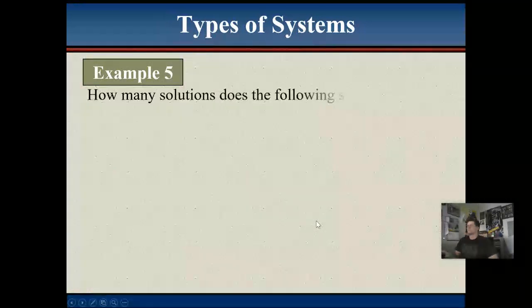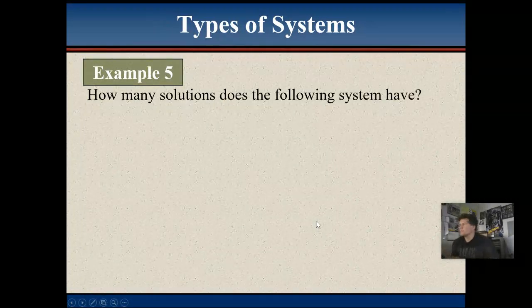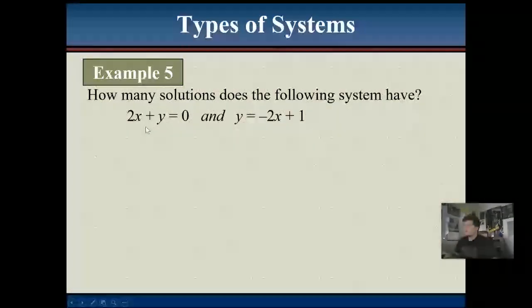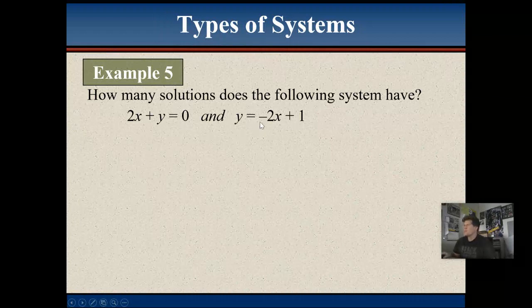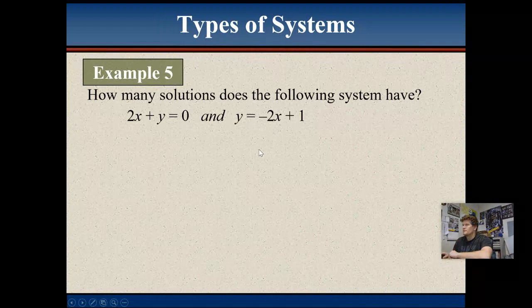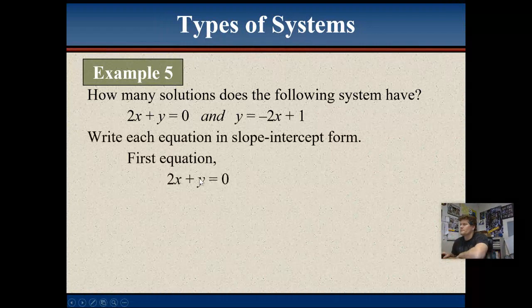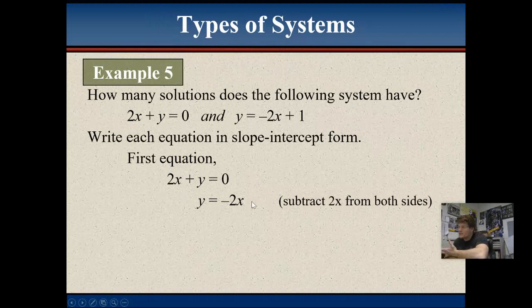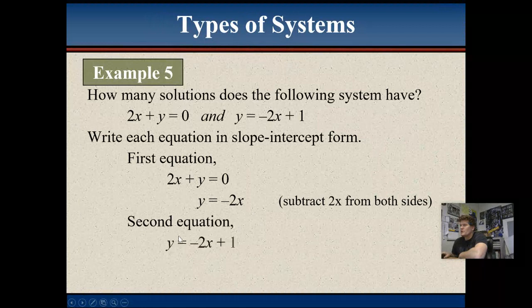Last example. How many solutions does the following system have? You have 2x plus y equals 0. You have y equals negative 2x plus 1. Oh, look at that. We already have y all by itself. So let's just move the first one around. I've got to get this 2x to the other side, so let's move it to the other side, subtracting, just like what we've been doing the last couple examples. The other one's already alone, so now let's compare them.